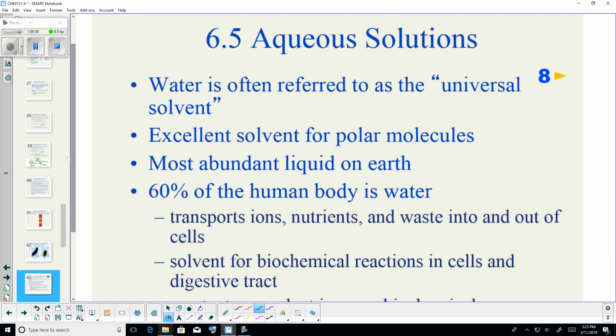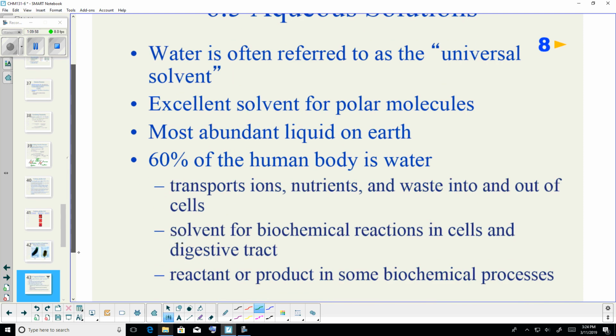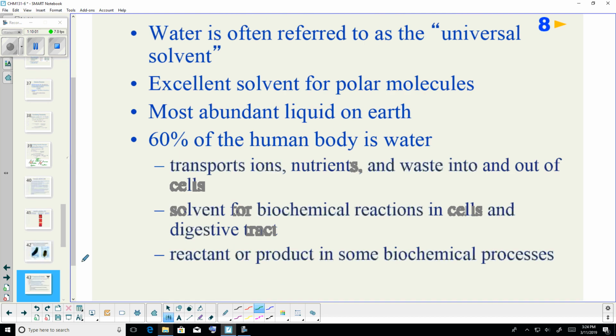So, aqueous solutions. Water is often referred to as the universal solvent. It's excellent for polar molecules, the most abundant liquid on the Earth. 60% of your body is water. It transports ions, nutrients, and waste into and out of cells. It acts as a solvent for biochemical reactions in cells and digestive tracts. And it's either a reactant or product in some biochemical processes. If you were taking 132, you would see how water comes into play quite often.